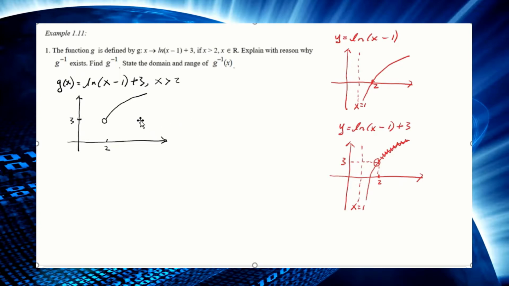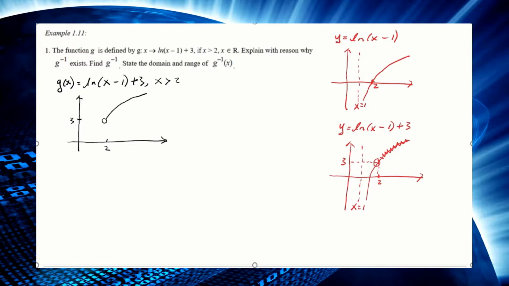Now how do we know that a function is one-to-one? To do this, we can use the horizontal straight line test. Under the horizontal line test, for any horizontal line that we draw across this curve, if there is only one intersection point between the horizontal line and the curve, this shows that the function is one-to-one.